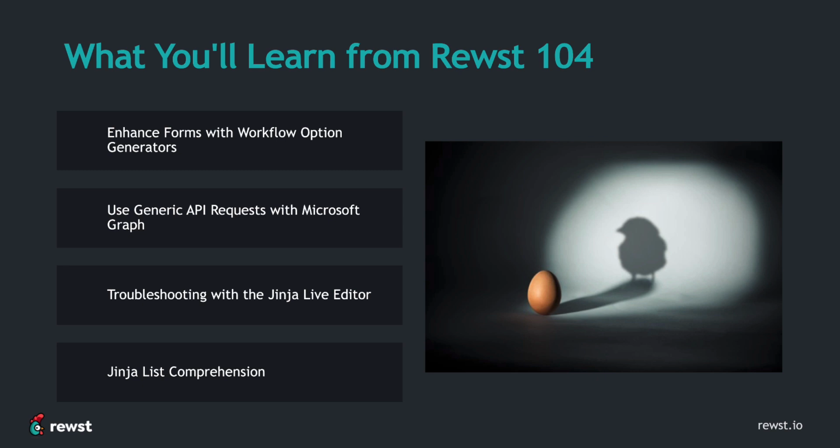Throughout this course, we're going to take a look specifically at how option generators are able to enhance the form that we have created in our Rewst 102 course. From there, we'll also take a look at generic API requests and how we're able to use this tool within Rewst to call the Microsoft Graph API. And as we do, we'll also take a look at list comprehension and really implement what we learned in Rewst 103 here in Rewst 104.